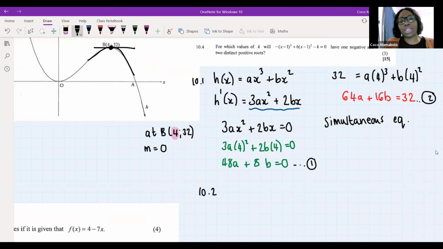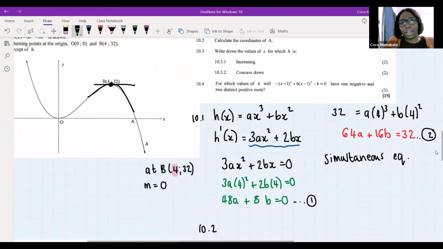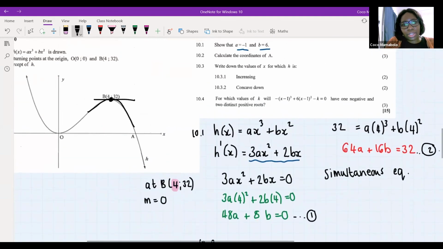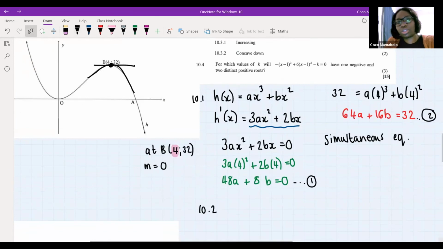Thank you so much. 10.2 says, calculate the coordinates of A. Sorry, I'm just going to close the poll on my side because it just comes up on my screen. There we go. Okay, we're going to calculate the coordinates of A.